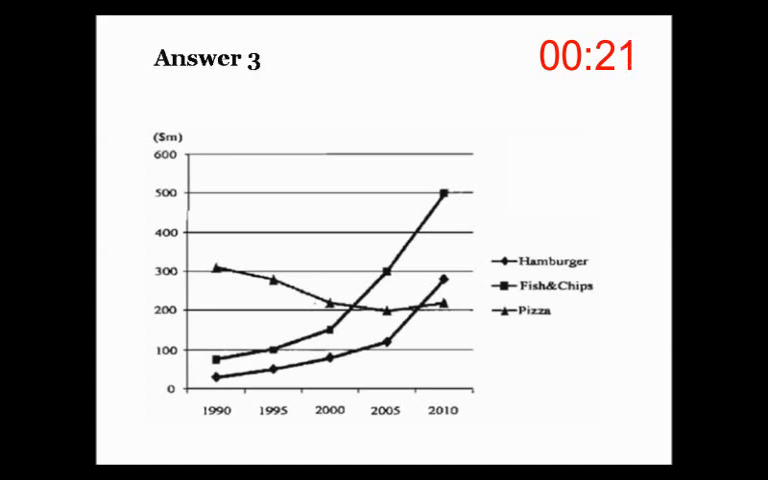Last but not the least, in terms of the fish and chips and pizza, the largest number can be found in 2010. In conclusion, I think it is beneficial because it tells me the information about three lines in terms of year and dollar.